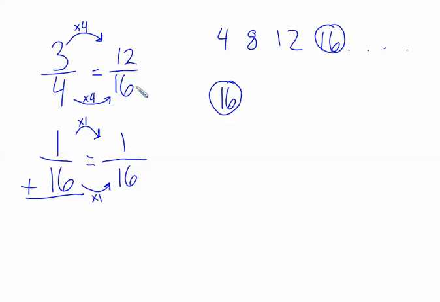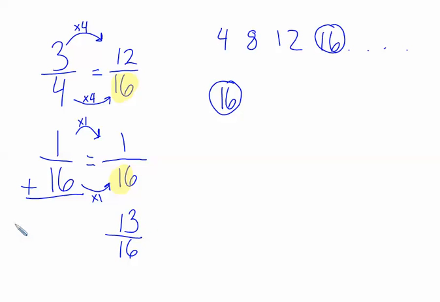So now that we have found equivalent fractions that have the same denominator, we can go ahead and add these up quite simply. The denominators are the same. They're both 16. So all we need to do now is add the numerators. 12 plus 1 equals 13, and the denominator stays the same, 16ths. 13 16ths. Now, this is in simplest form because 13 is a prime number.